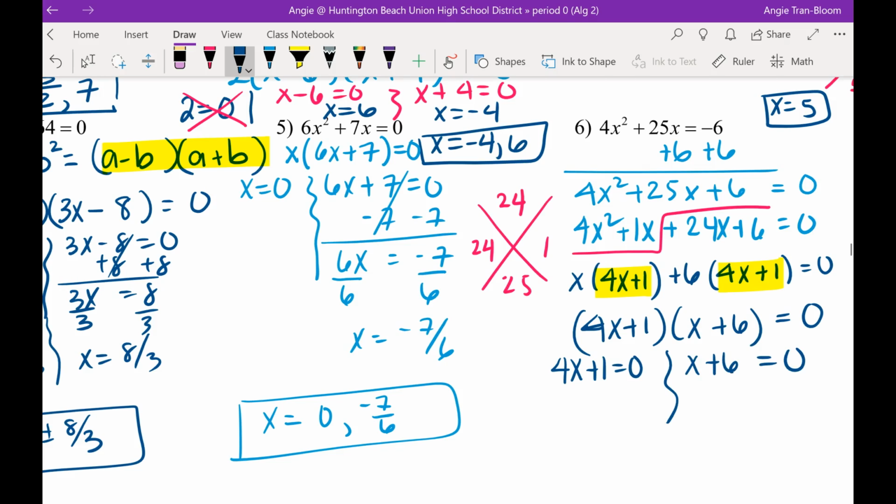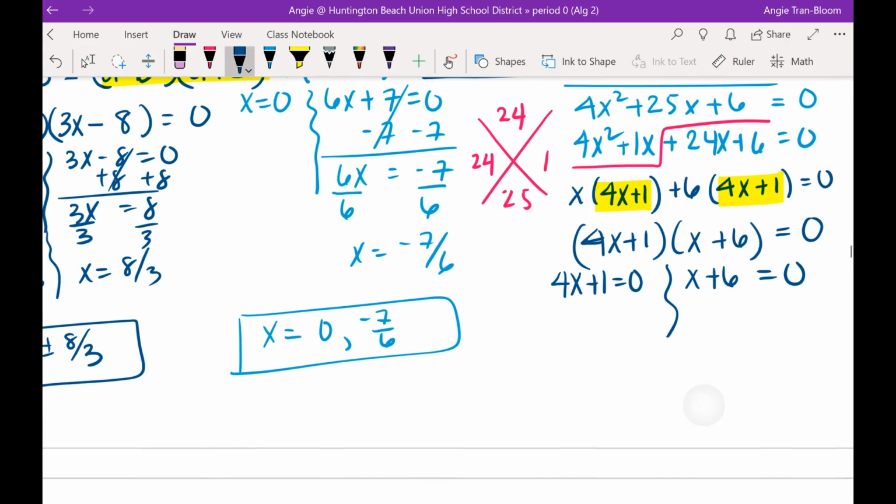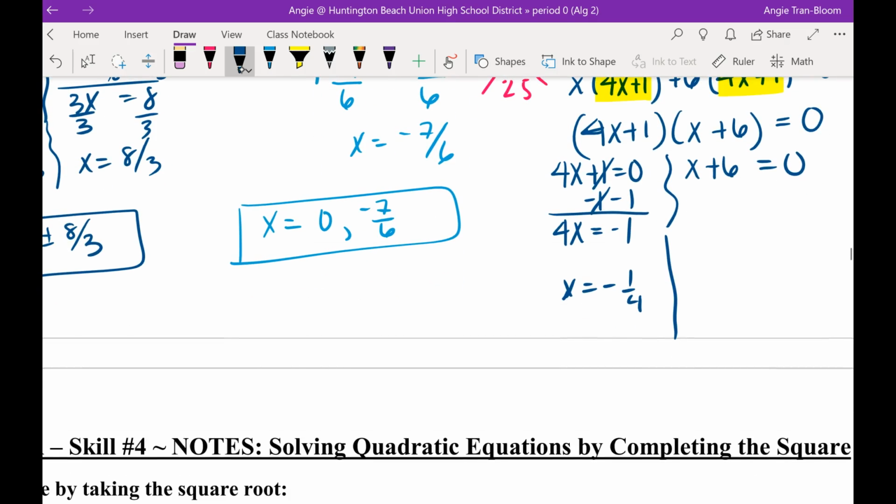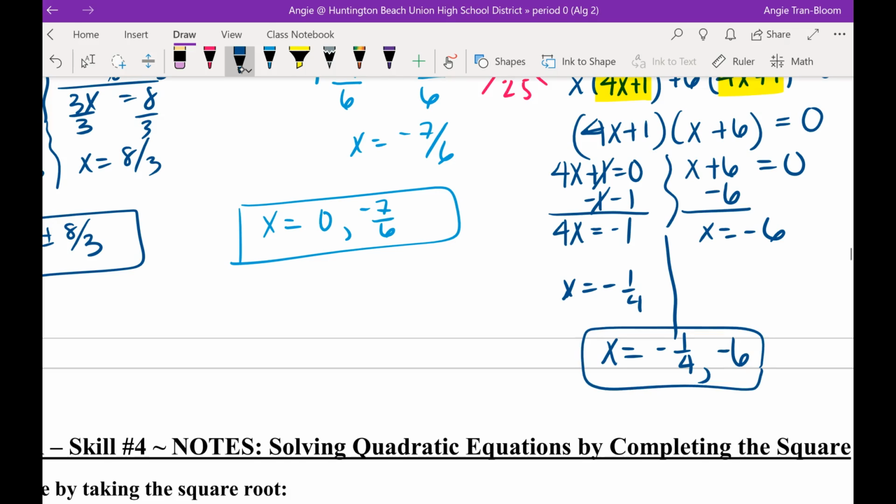On the left side, Jennifer, can you assist me to solve? So you're going to subtract 1 from both sides, and then 4x equals negative 1, and then it'll just be negative 1 over 4. Okay, x equals negative 1/4. On the right side, Nick, can you assist me? Subtract 6 and you get x equals negative 6. Perfect. Final answers, x equals negative 1/4, comma, negative 6. Box it up, and we are done.